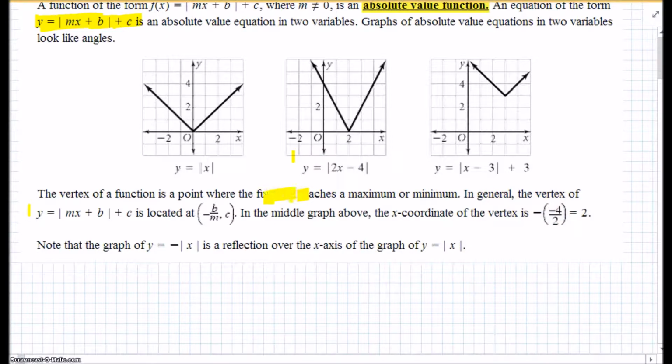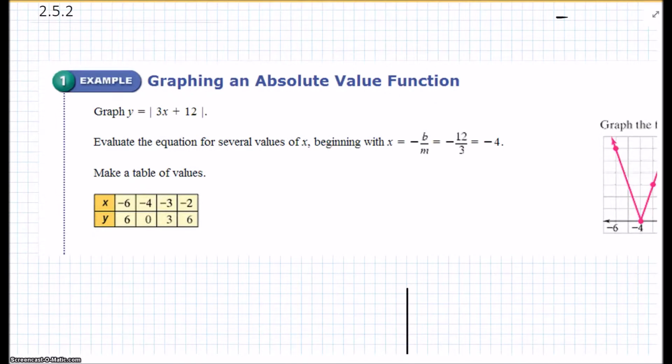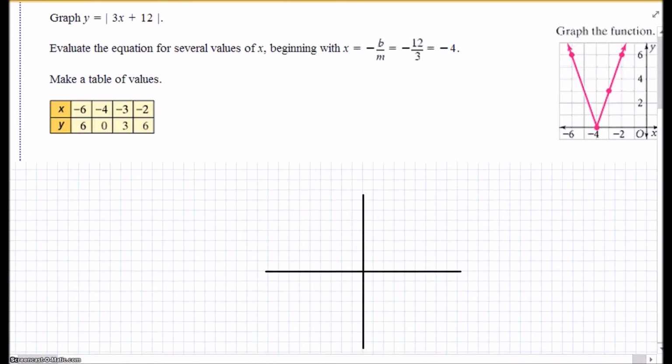So what does all this mean to us? Okay, let's go ahead and get started, and we'll talk about it. Graphing an absolute value function. Okay, so we have an absolute value function, y equals the absolute value of 3x plus 12. So we're going to write that down here in the bottom.